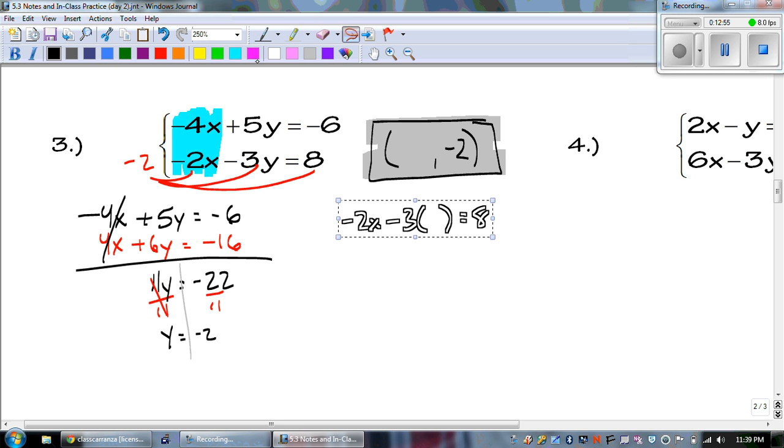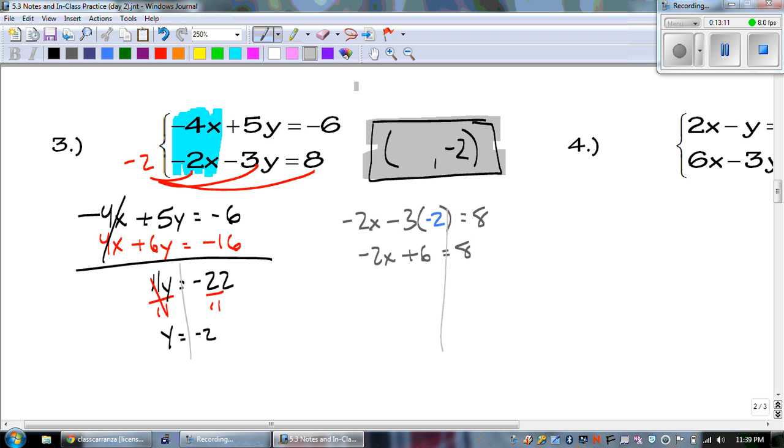Okay, so we have 2x minus 3y equals 8, and we're plugging in negative 2. So we get negative 2x, negative times negative is a positive 6, equals 8. And now we're just solving using SAT math. Subtract 6 from both sides. We get negative 2x equals 2. And yeah, divide by negative 2. When you divide by negative 2, we get that x equals negative 1. So we found the ordered pair, negative 1, negative 2.